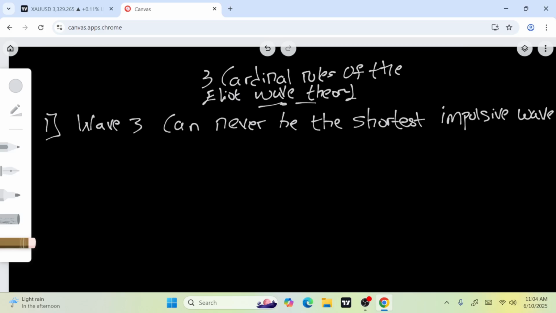Now the question is here, right? This is wave one. At this point that we have this, what is this called? It's just a pullback. It could just be a small pullback. And the market is not just going straight like this. You'll be seeing it now.